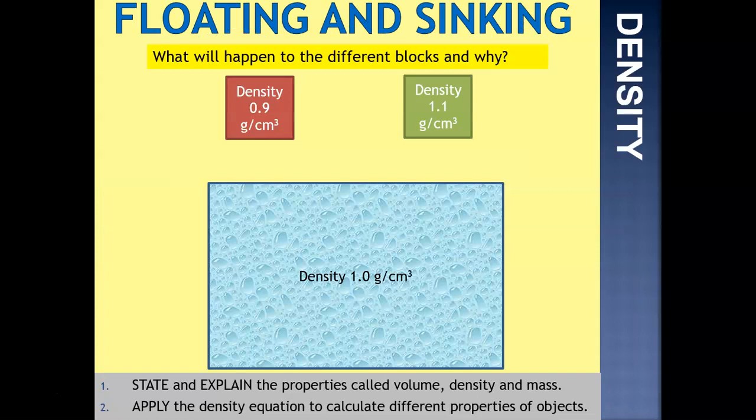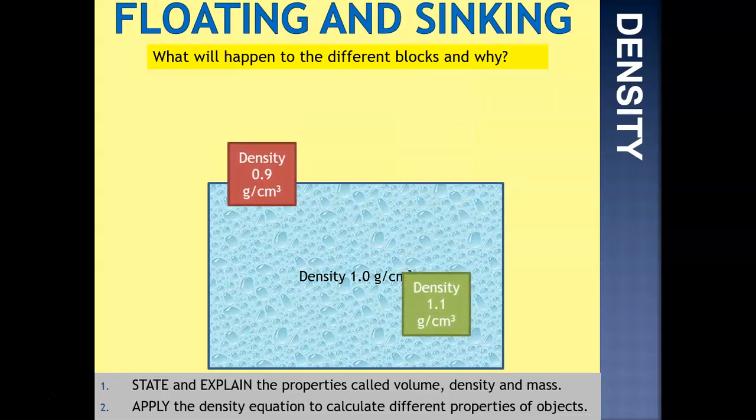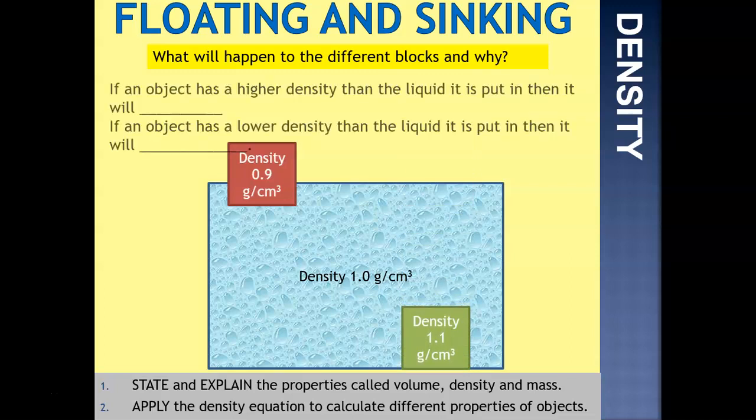Okay, floating and sinking. What happens to the 2 different blocks and why? Well, the first block's got a density of 0.9, the second one a density of 1.1, and the water's got a density of 1. Let's see what happens. The one with a density of 0.9 floats. The one with a density of 1.1 sinks.